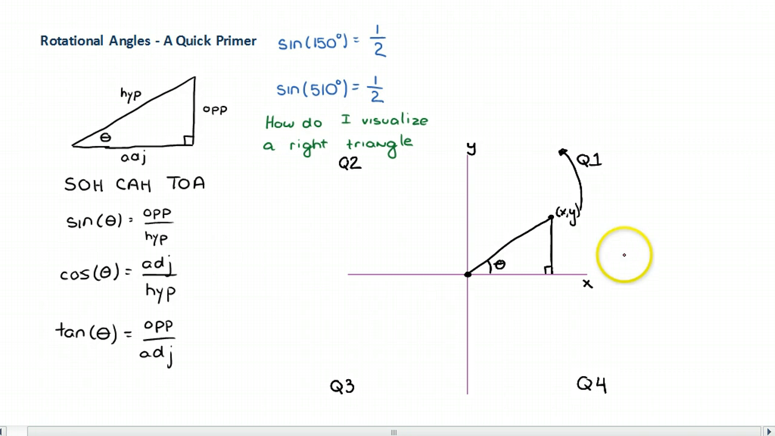And at this point we introduce a few new pieces of terminology that we need to know. The positive x-axis, write this down, positive x-axis is called the initial arm. This is where we always start the measurement of our angle from. Where the arm stops is called the terminal arm.